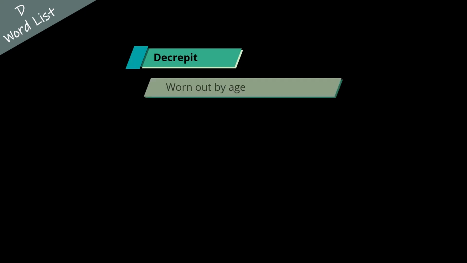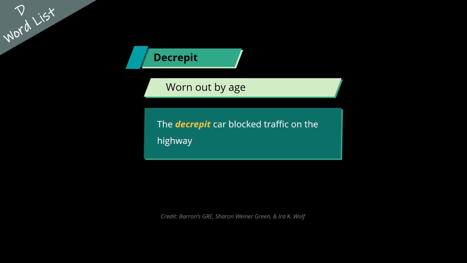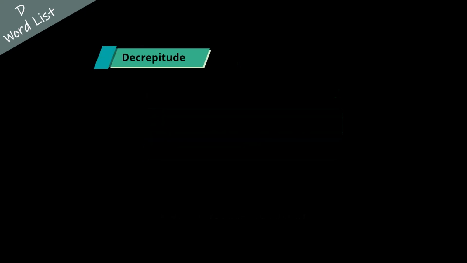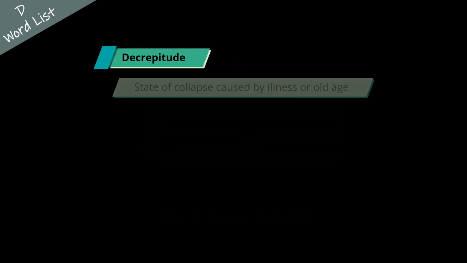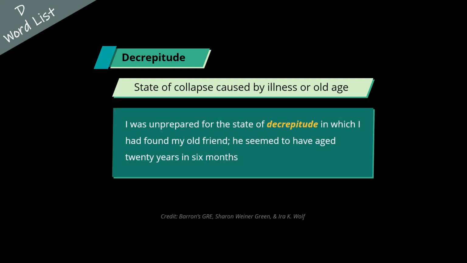Decrepit means worn out by age. For example, the decrepit car blocked traffic on the highway. Decrepitude means state of collapse caused by illness or old age. For example, I was unprepared for the state of decrepitude in which I had found my old friend. He seemed to have aged 20 years in 6 months.